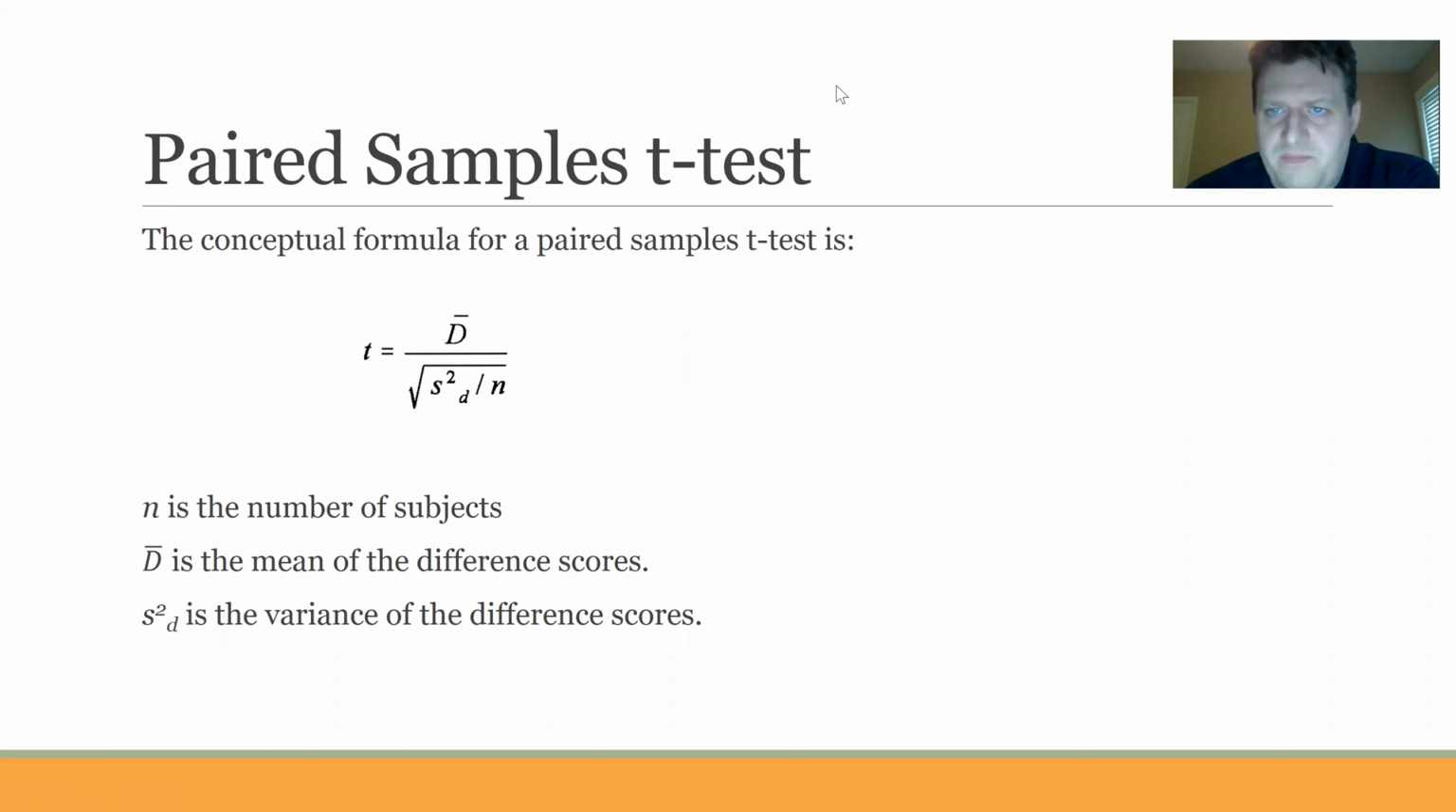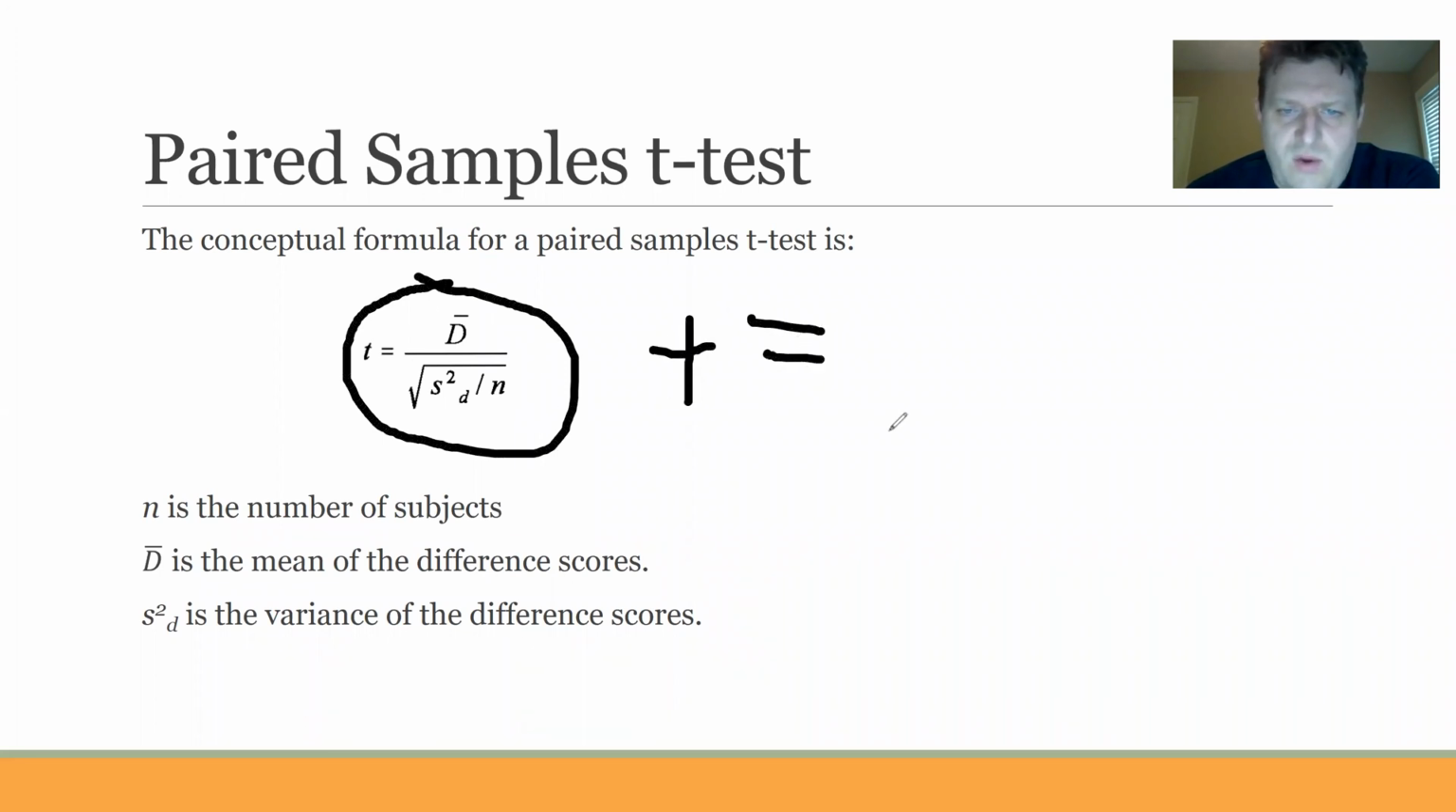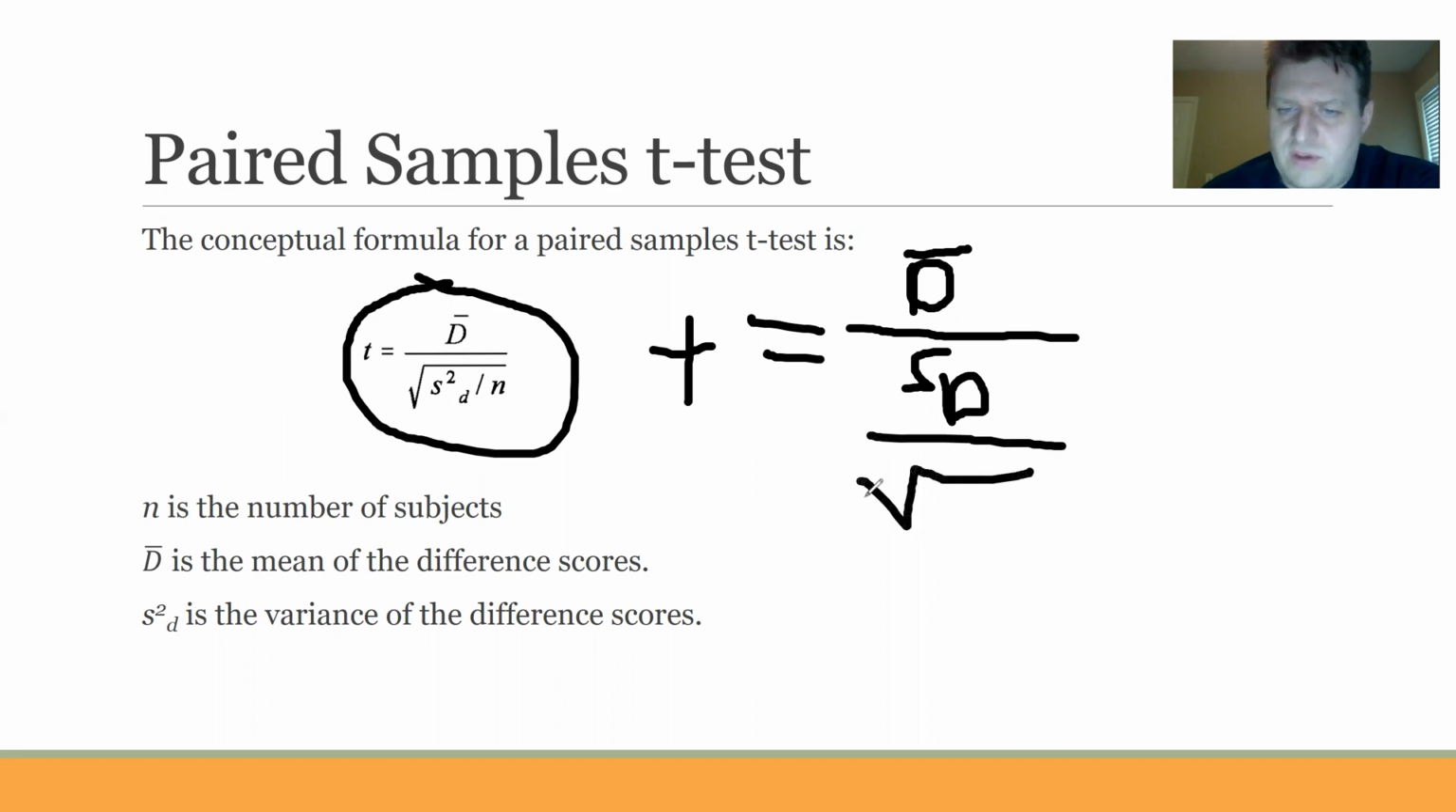Well, here's the formula. t is equal to D bar. This is the mean of the difference scores, so we're going to find the mean for that, and we're going to divide that. Let me simplify this. Well, I'm not going to simplify, I'm just going to write another formula for it. I'm going to write little s_D, the standard deviation of the difference scores, all over the square root of n.